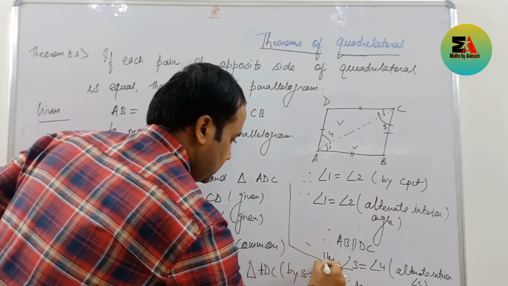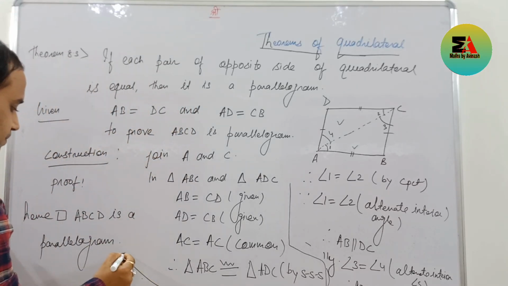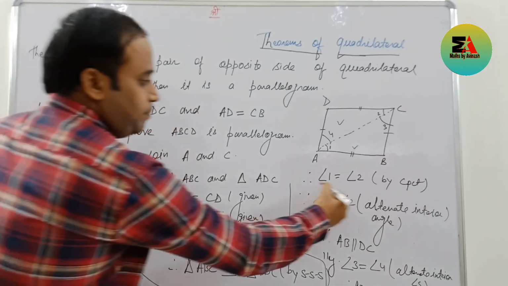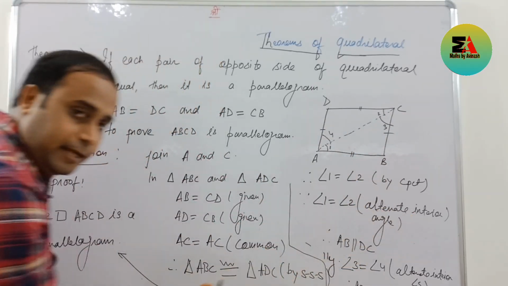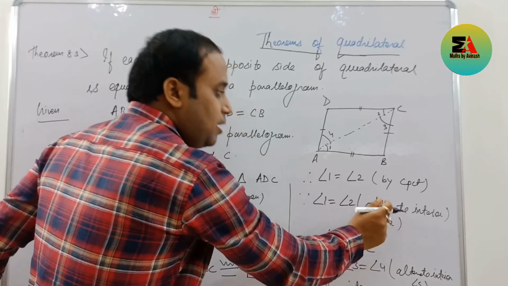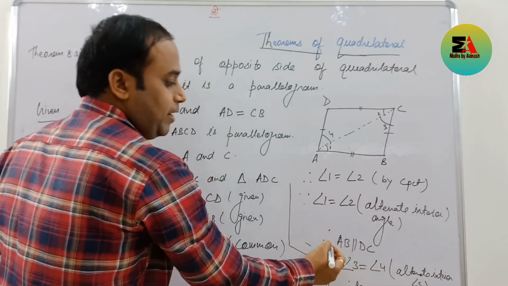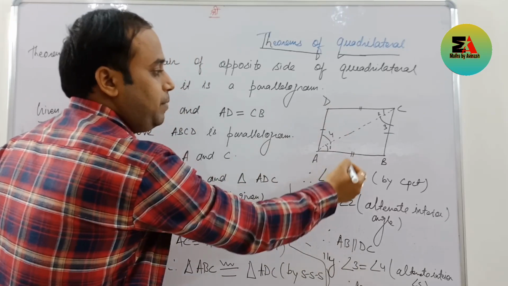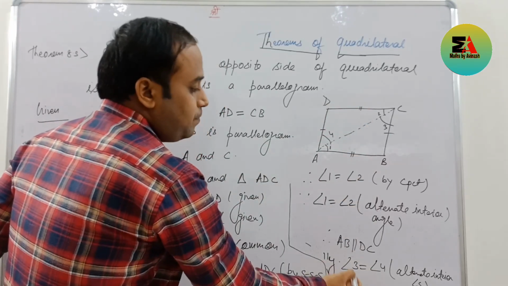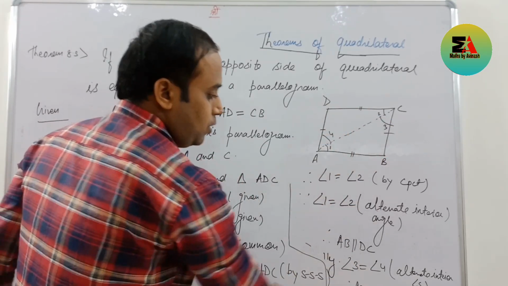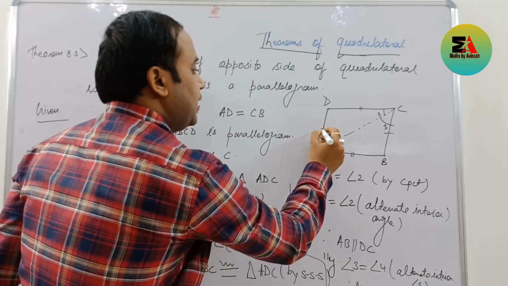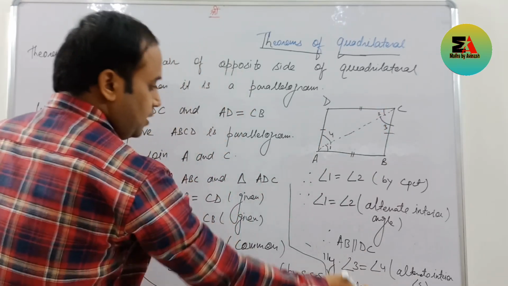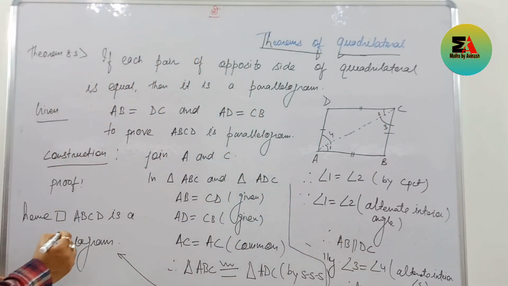Up to this stage, I write here. Angle 1 equals angle 2 by CPCT, and these are alternate interior angles, and we know alternate interior angles are formed when sides are parallel. Therefore, we write AB parallel to DC. Similarly, angle 3 equals angle 4, our alternate interior angles, so AD is parallel to BC. When both pairs of sides are parallel, quadrilateral ABCD is a parallelogram.